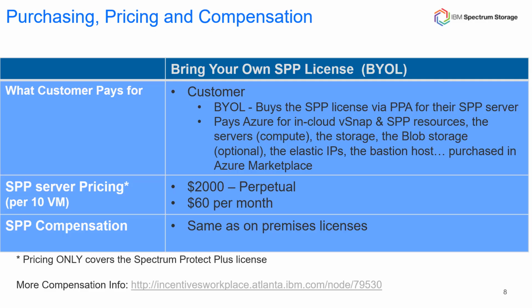Now, when it comes to purchasing and pricing, the customer is going to pay for the Spectrum Protect license, and usually this is purchased via Passport Advantage. And then they're going to pay Azure for their in-cloud vSnap and resources that the Spectrum Protect Plus server sits on, as well as any blob storage that they utilize.